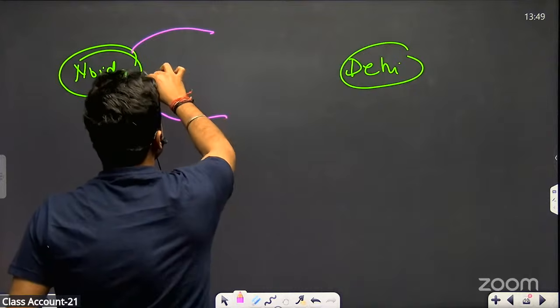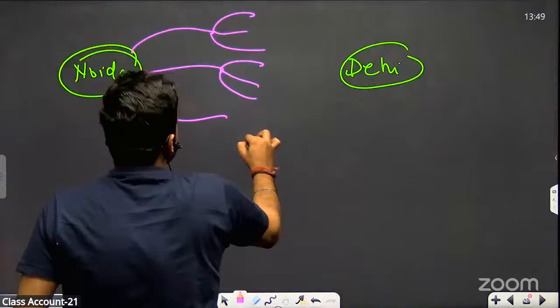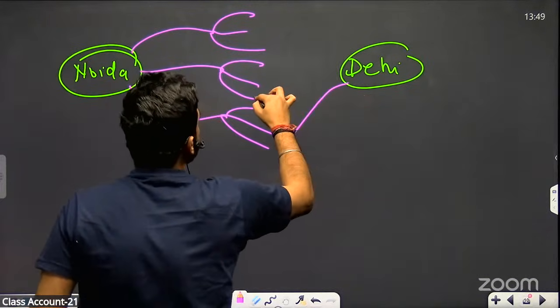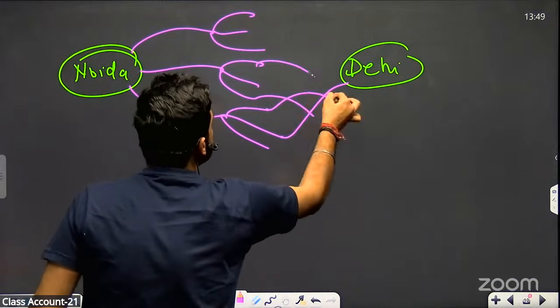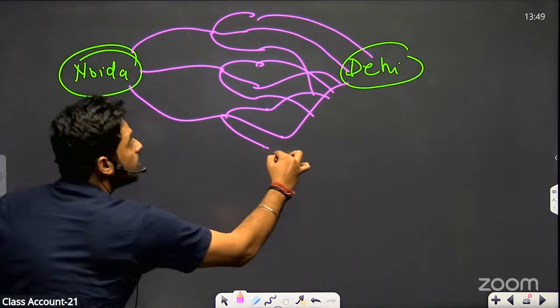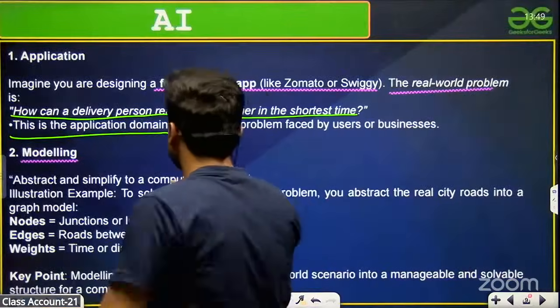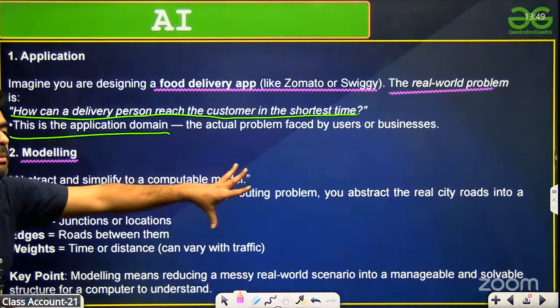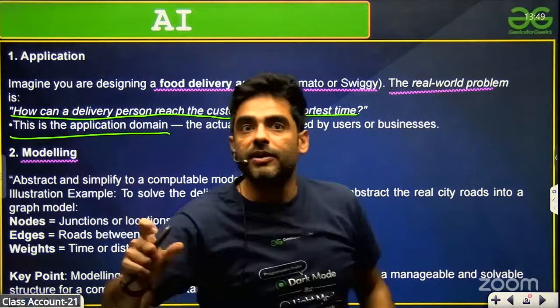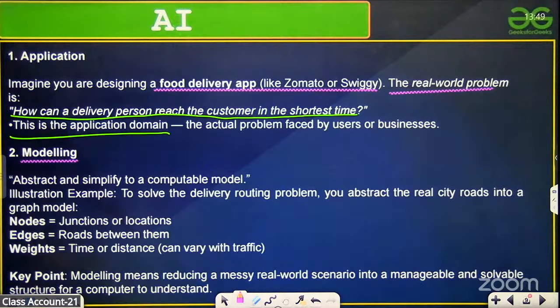One path is going from here. Then we have certain roads getting diverged. From here it is connected to here, it is connected to here. I hope you are getting this. So modeling is a very broad term, where I can simplify the big problem. You just need to know the essence of this term modeling: abstract and simplify to a computational model. Here we can create nodes, edges, and weights.